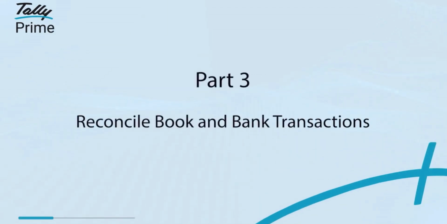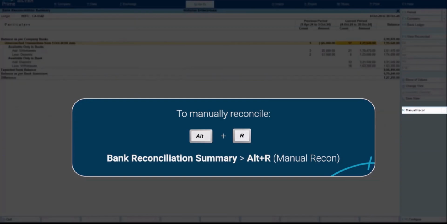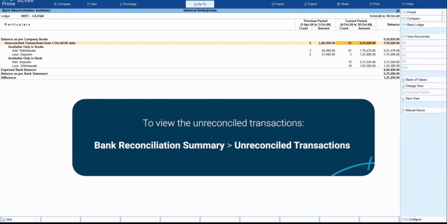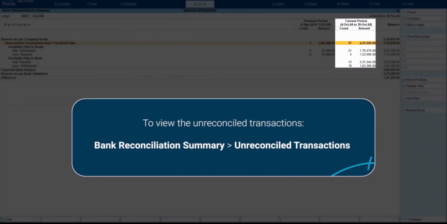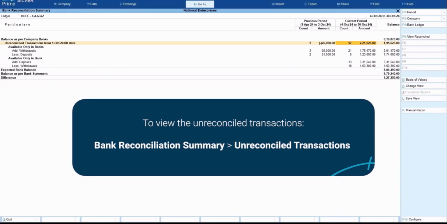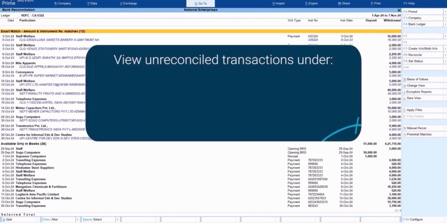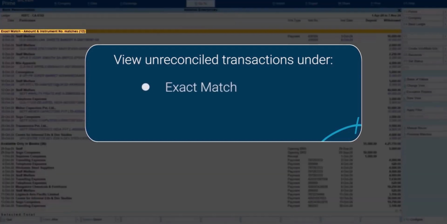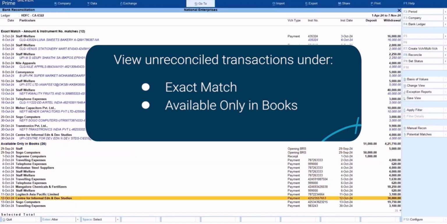Now, let's see how to reconcile the book and bank transactions. If you reconcile your book and bank transactions manually, then press Alt-R from the Bank Reconciliation Summary. Alternatively, from the Bank Reconciliation Summary screen, drill down from Unreconciled Transactions under Current Period column to Reconcile Transactions for the period of the imported bank statement. You can see the unreconciled transactions under different sections such as Exact Match, Available Only in Books, and Available Only in Bank.